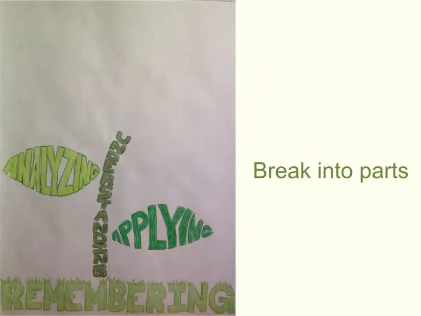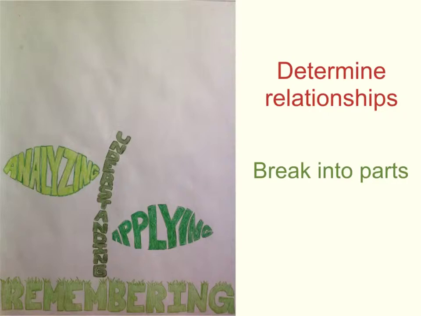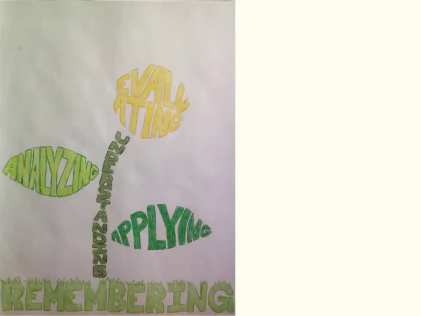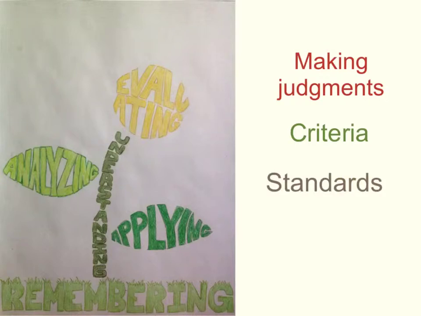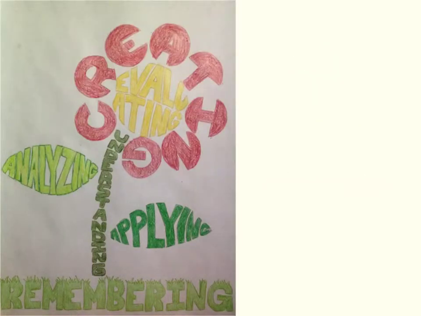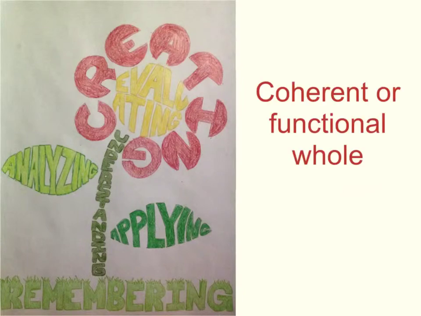Analyzing is breaking material or concepts into parts, determining how the parts relate or interrelate to one another or to an overall structure or purpose. Evaluating is making judgments based on criteria and standards through checking and critiquing. Creating, the highest level, is putting elements together to form a coherent or functional whole.